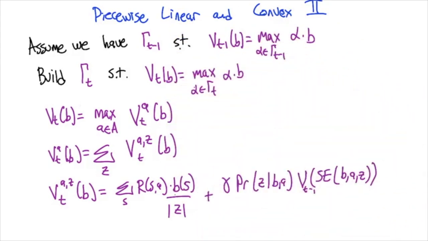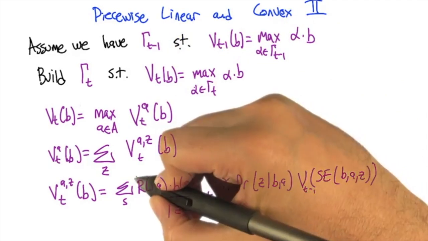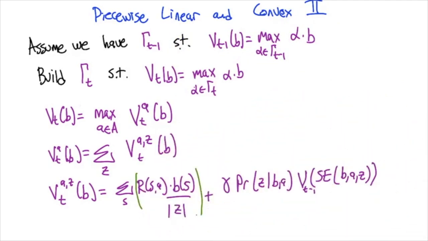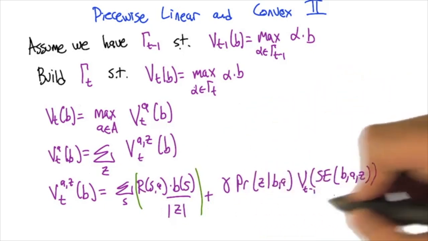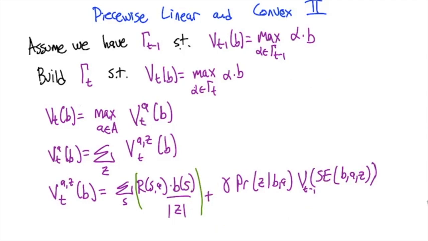So the sum over S is just for the thing on the left side of the plus. Yes, because it's just the reward. And what's going to happen is this side is also going to have a sum over S in it, weighted by a B of S.